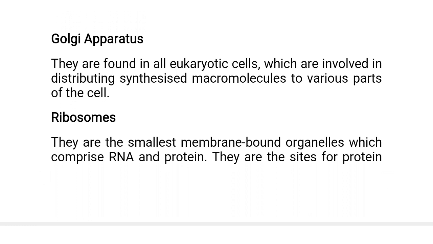So back to the point. Function of Golgi body. It's responsible for the distribution of synthesized macromolecules to various parts of the cell. Not just synthesized macromolecules like lipids, proteins, etc. Not just that. It distributes newly synthesized macromolecules. Take note of that. It distributes newly synthesized macromolecules.